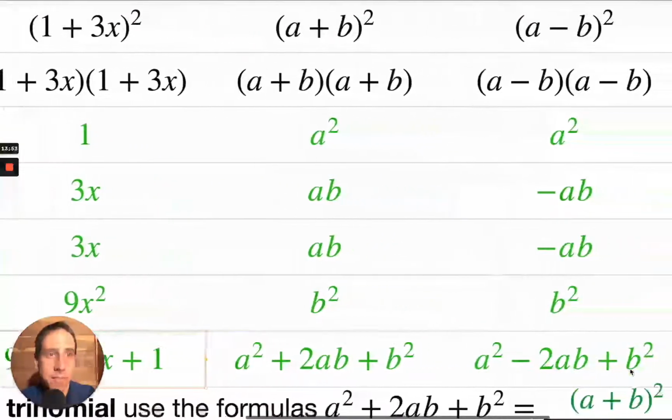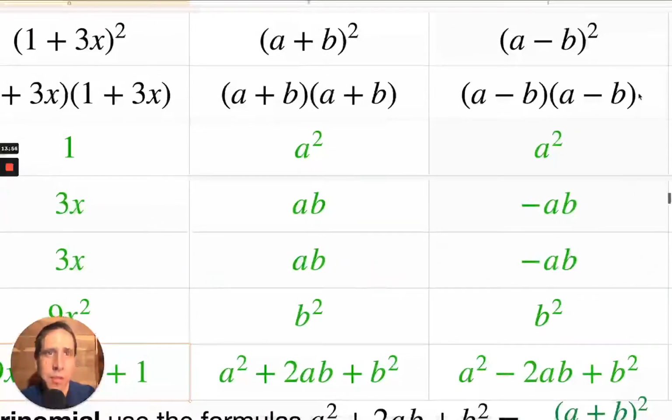I wonder what happens if we do a minus b squared. So we get a minus b times a minus b. We get a squared here, and then the outside term is going to be negative ab, and the inside term is also going to be negative ab. So these are still identical. The last term, minus b times minus b, is going to be positive b squared. So this becomes a squared minus 2ab plus b squared.